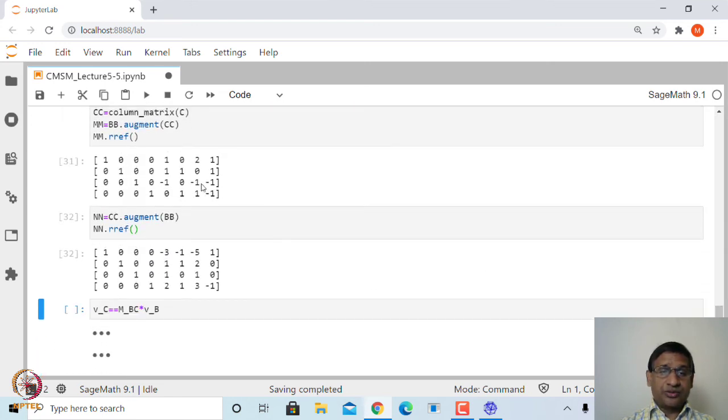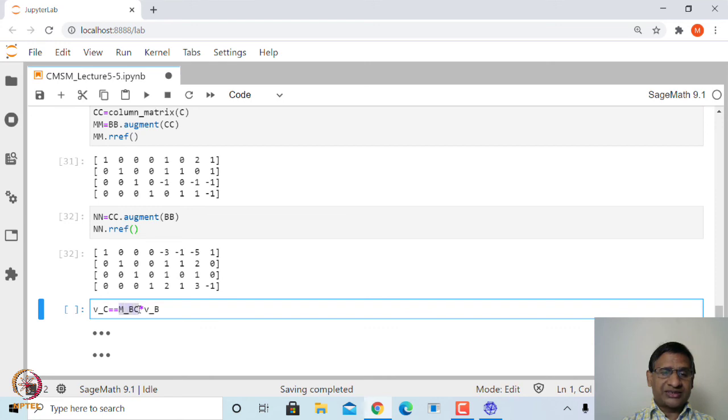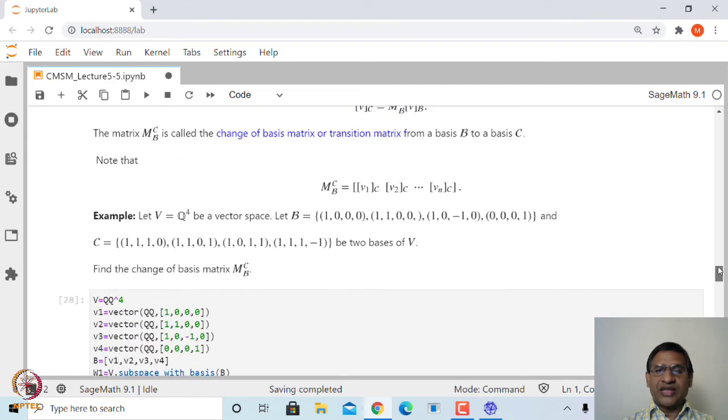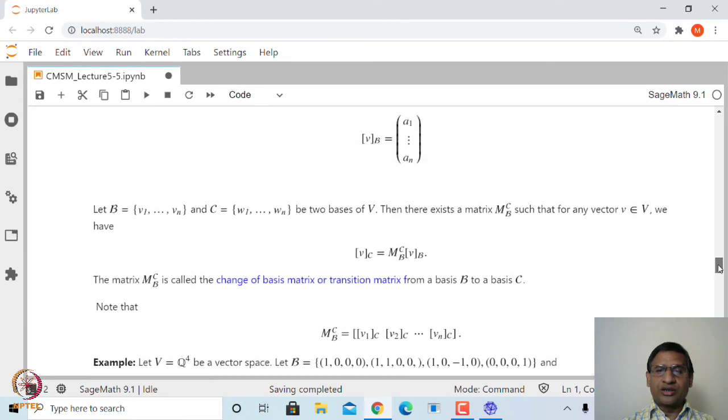So this you can do using RREF or you can use an inbuilt function. Now let us check the coordinate of V with respect to C. Is it equal to the transition matrix MBC times the coordinate of V with respect to capital B? And the answer is true. So we have verified this result that the coordinates of V with respect to 2 bases are related by this change of basis matrix, that is called the transition matrix.